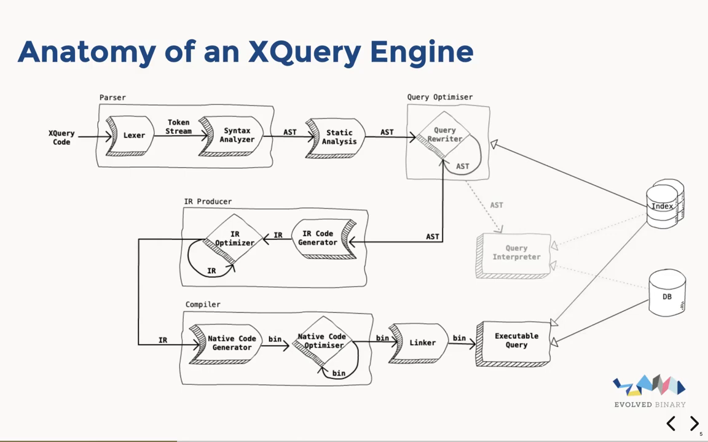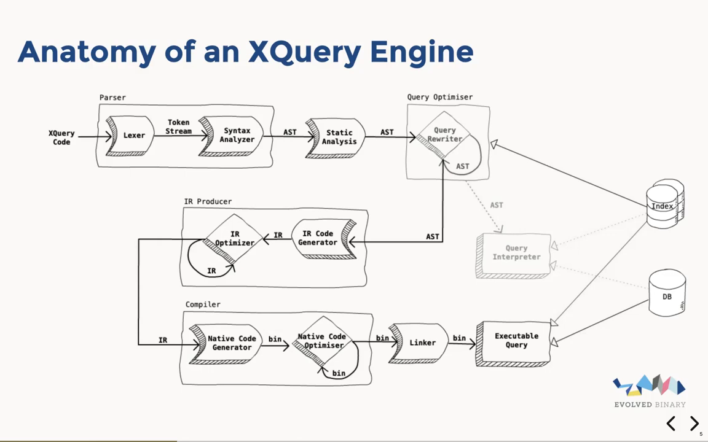Then from there, you have to produce IR, which is an intermediate representation. So this isn't assembly language or machine code yet. This is a higher level abstraction, but we're getting closer to the machine itself. But in most cases, an intermediate representation is still portable between architectures.